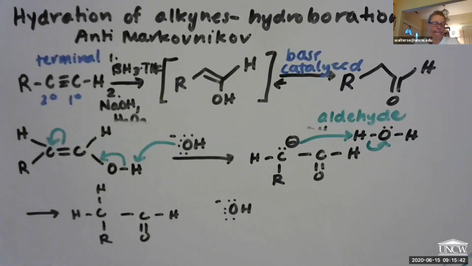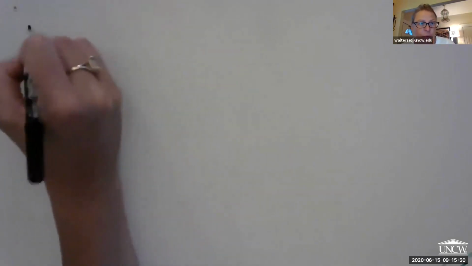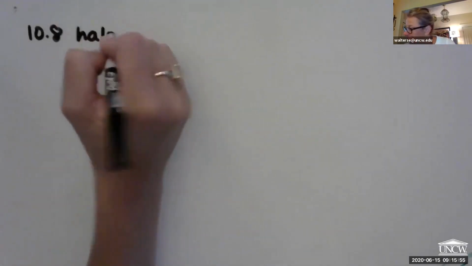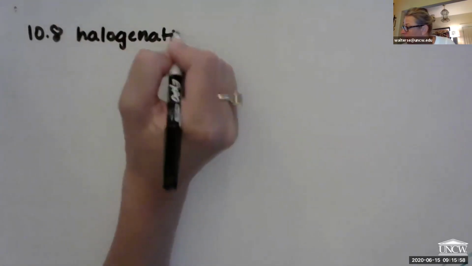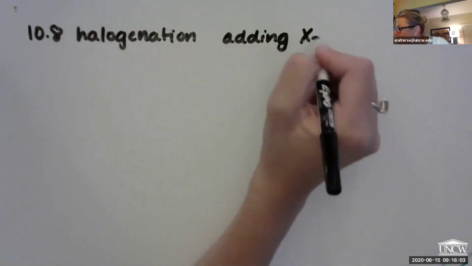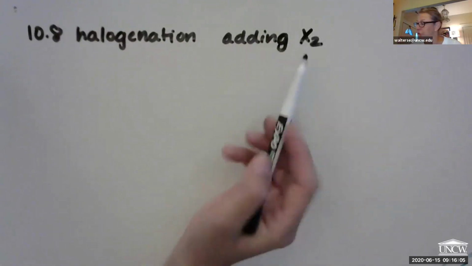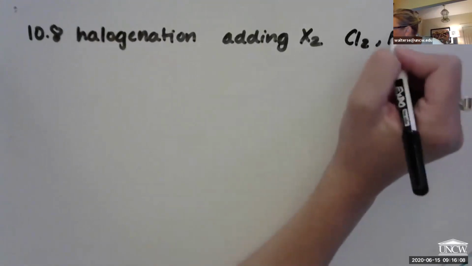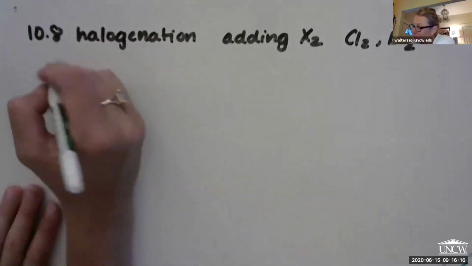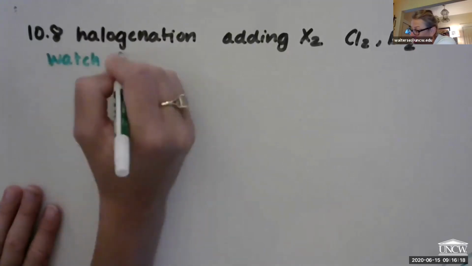Okay, right. So the next reaction, this is in 10.8, so we're moving quite along through this chapter, 10.8. This is halogenation, which is addition of X2. Okay. And again, we're going to just use chlorine and bromine. But what we have to be careful of is you have to watch for your stoichiometry.